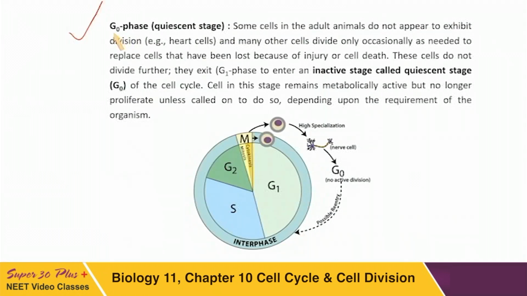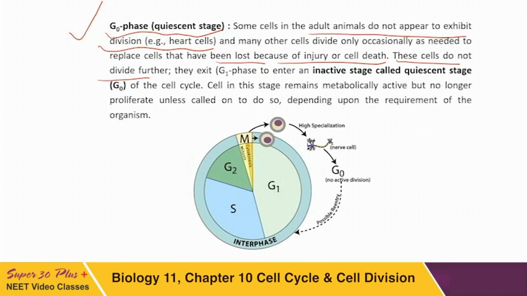Now, an important one here is what we mean by G0 phase, also called the quiescent phase. Some cells in adult animals do not appear to exhibit division. For example, heart cells. They have lost division capacity because of injury or cell death. Sometimes they need to divide, but these cells do not divide further.